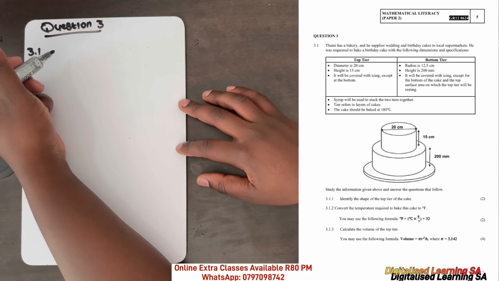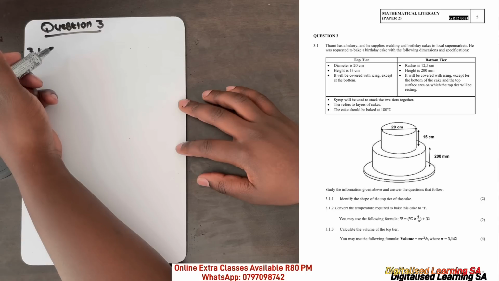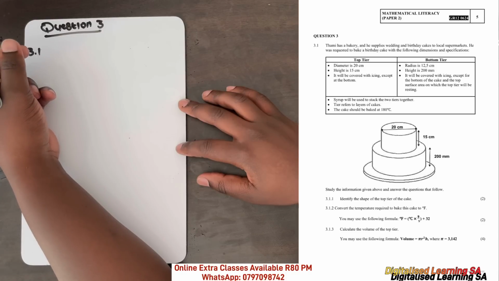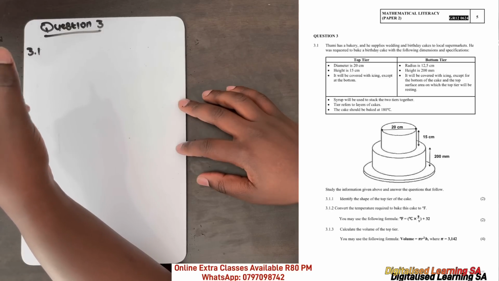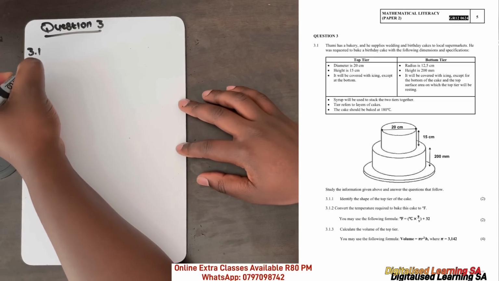Okay, so the bottom tier has a radius of 12.5 centimeters, the height of 200 millimeters, and it will be covered with icing except for the bottom of the cake and the top surface area on which the top tier will be resting. So without wasting any time, let's just go ahead and answer our set of questions.